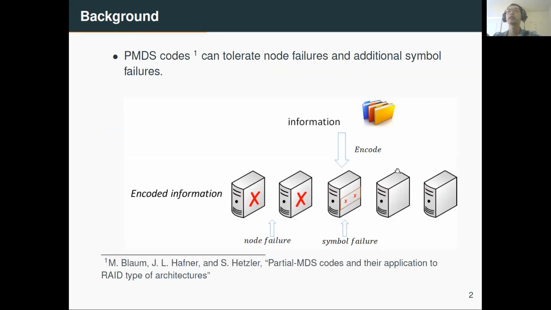Nowadays, we are using SSDs and they bring new challenges. Sometimes we need to face a mixed type of failures containing node failures and additionally symbol failures. Node failure means that the whole node has failed and we cannot access any of its symbols, while symbol failure means that only part of the symbols in the node have failed and we can still reach the rest of the symbols. Partial MDS code was first proposed to solve this kind of challenge. It can tolerate this mixed type of failures containing node failures and additionally symbol failures.